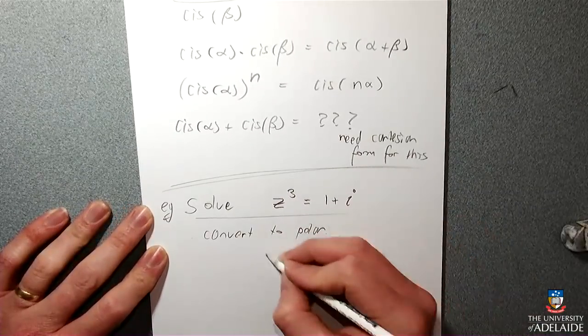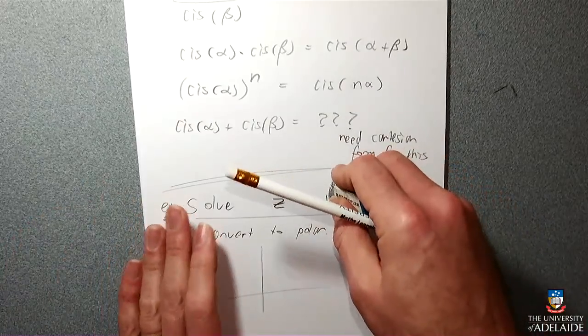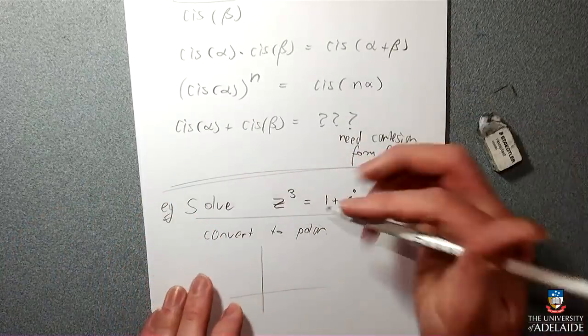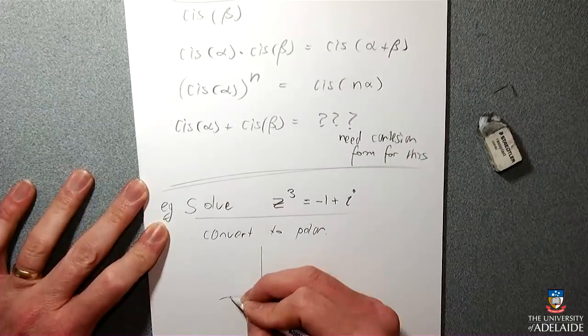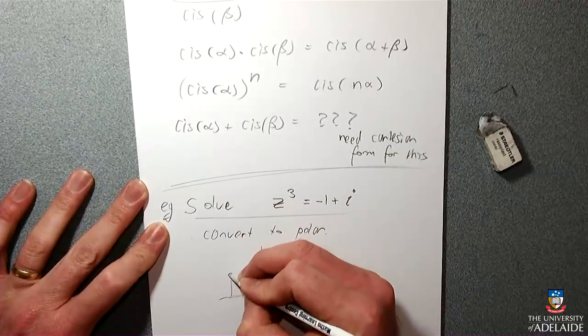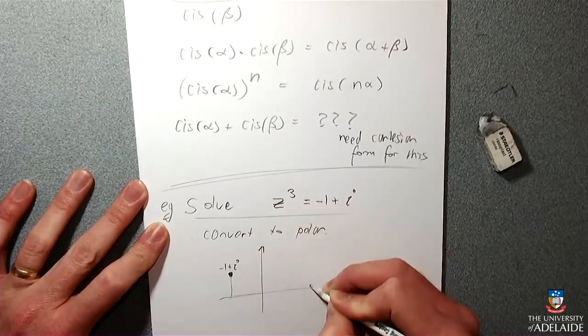All right, let's convert to polar. Oh, can I change it to 1 minus i? No, just a second. Minus 1 plus i, please. Convert to polar. Okay, so here is my number. Minus 1 plus i is there, over in this corner.